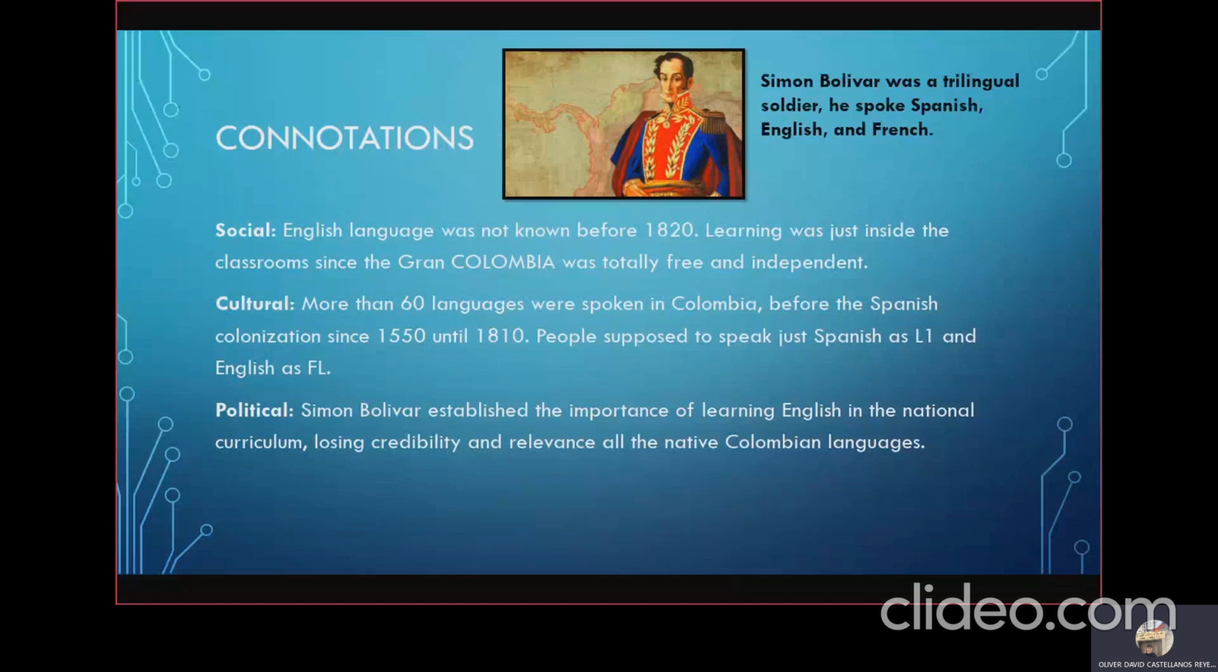Some connotations into the social part. The English language wasn't known before 1820 in Colombia. Also, learning was just inside the classroom since Gran Colombia was totally free and independent. Into the cultural part, more than 60 languages were spoken in Colombia before the Spanish colonization, from 1550 until 1810. People were supposed to speak just Spanish as a mother tongue and English as a foreign language. Political part, Simón Bolívar established the importance of learning English in the national curriculum, losing credibility and relevance of the native Colombian languages. So Simón Bolívar was a trilingual soldier. He spoke Spanish, English, and French.